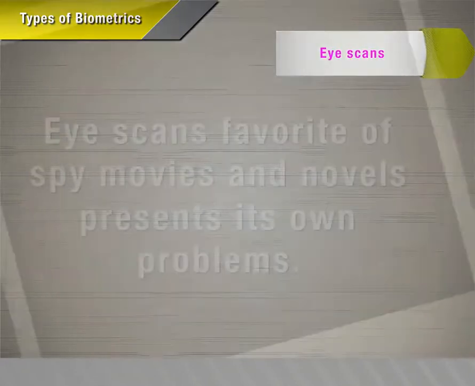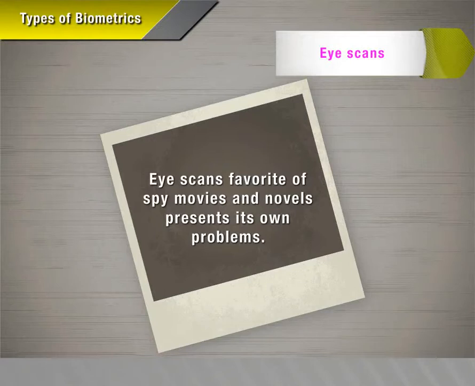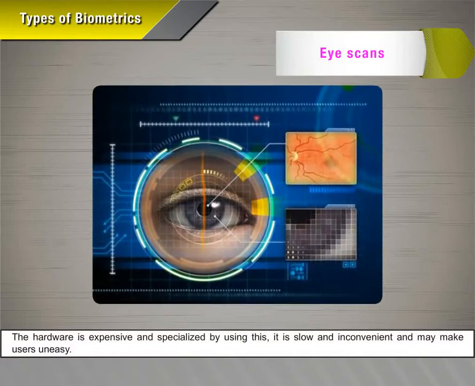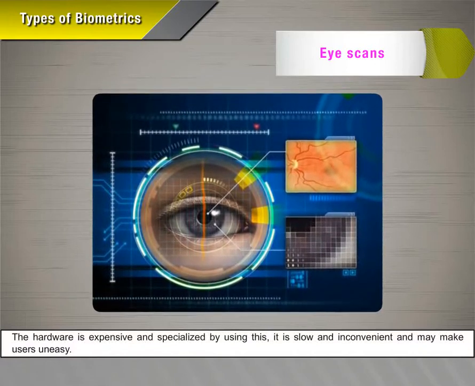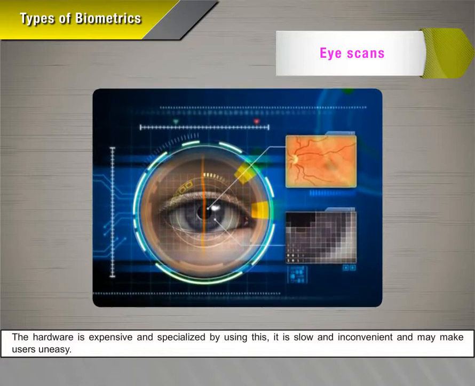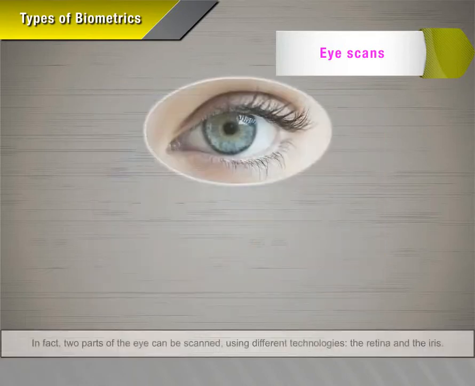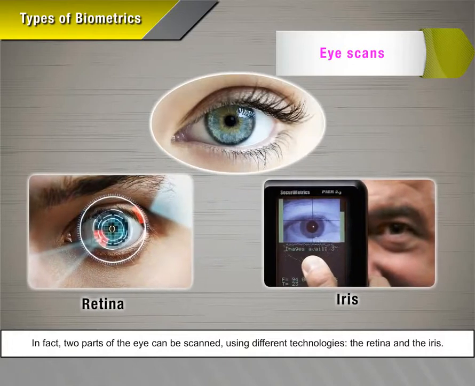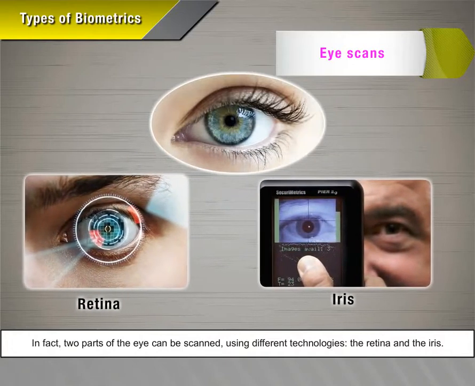Eye scans. Eye scans, favorite of spy movies and novels, presents its own problems. The hardware is expensive and specialized. Using this, it is slow and inconvenient and may make users uneasy. In fact, two parts of the eye can be scanned using different technologies, the retina and the iris.